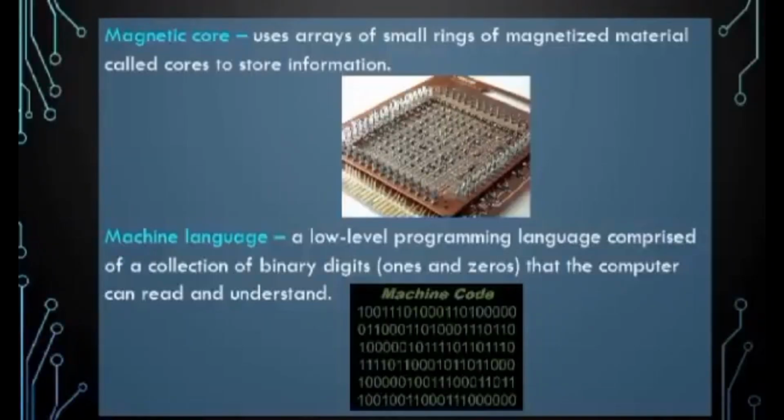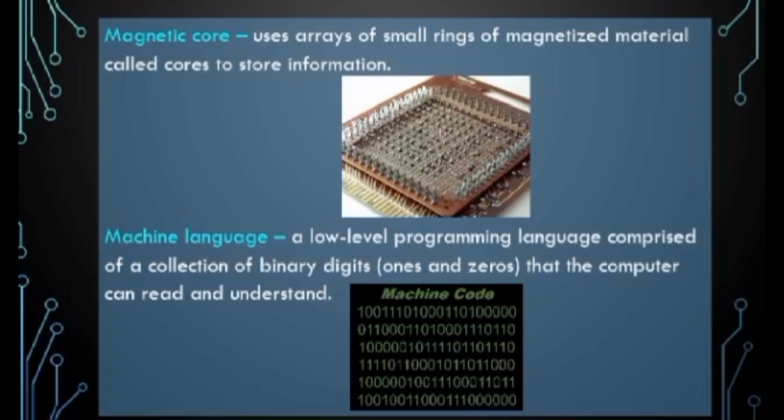For the basic terms, magnetic core and machine language. Magnetic core uses arrays of small rings of magnetized material called cores to store information. It is made of iron or steel that enhances the magnetic field in devices like transformers and inductors. It also enhances energy transfer and storage efficiency.